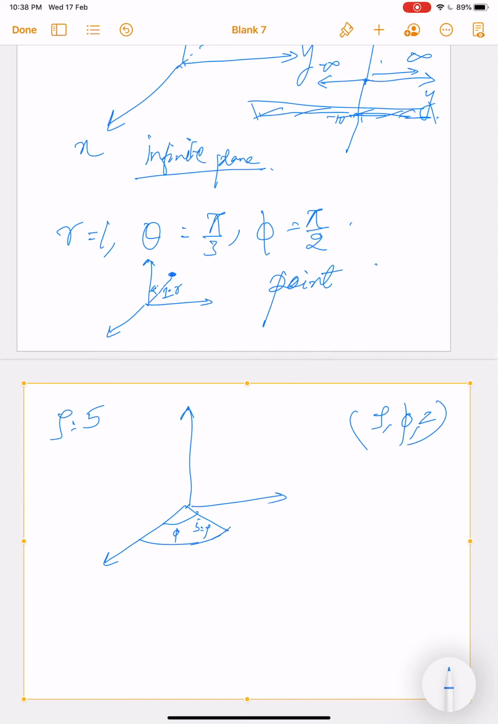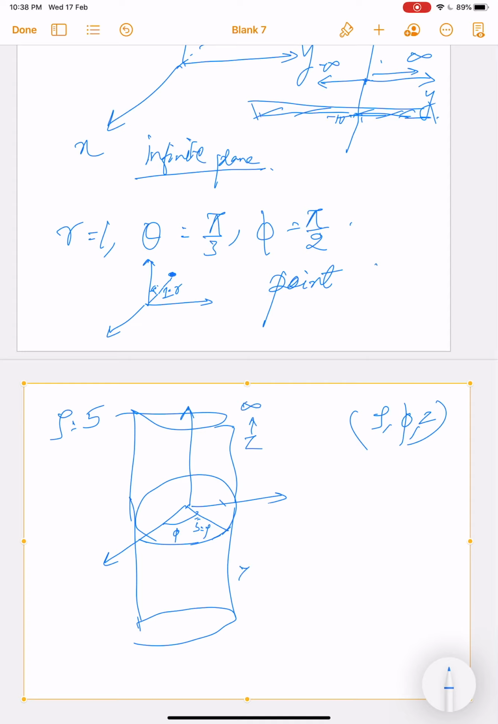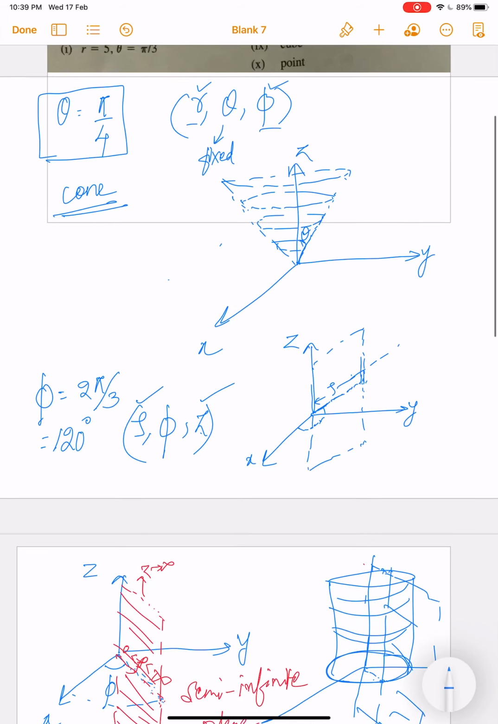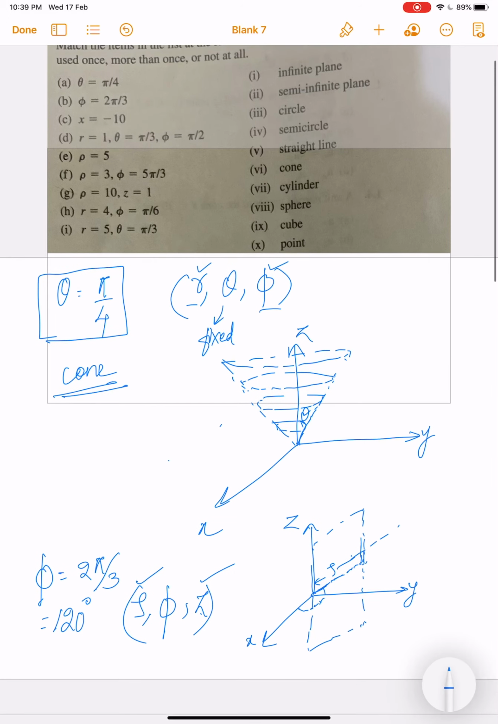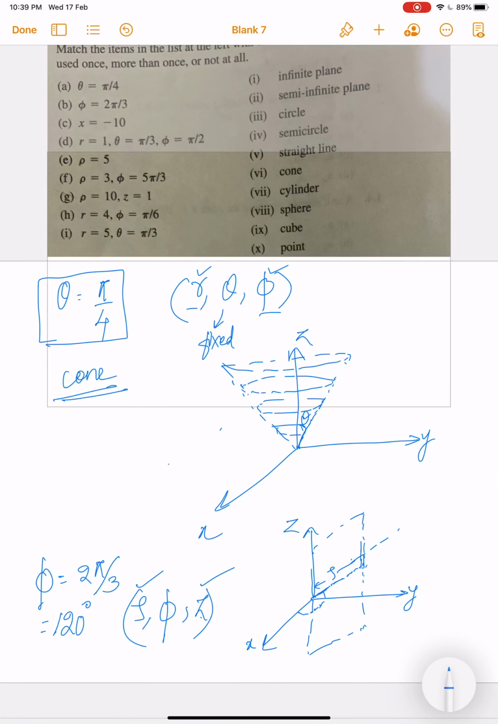Suppose I vary phi from 0 to infinity. You'll draw it, but it'll be a circular thing with radius 5, and top and down you can go as much as you want, like a cylinder only, and z will vary from infinity to minus infinity, like this sort of thing you'll get. So basically, if I have to say what it is, I'll say it's a cylinder.